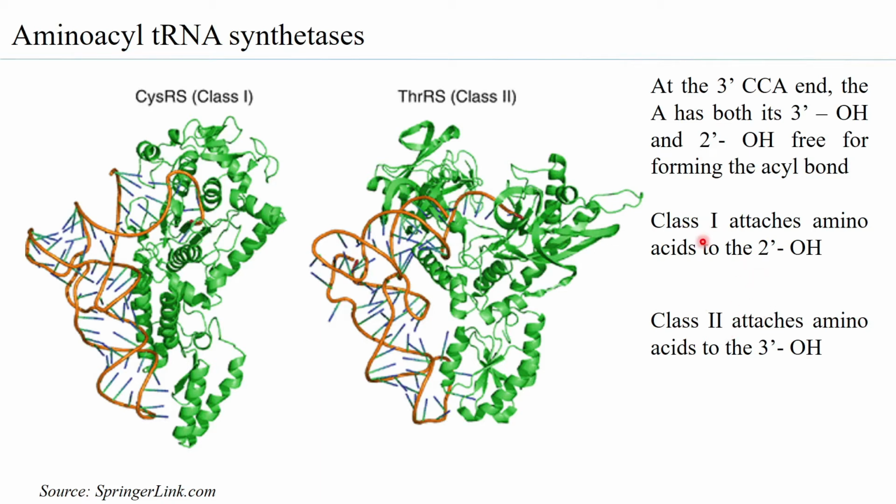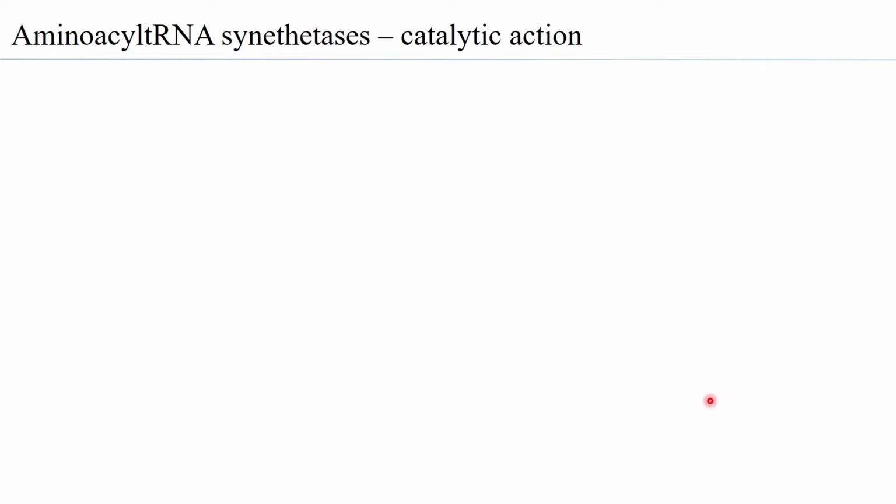So the difference between the two, of course, structurally there are certain differences very evidently observed in this picture. But what is clear definitely is that both the class 1 and the class 2 aminoacyl tRNA synthetases clearly bind to the acceptor arm as well as to the anticodon arm of the tRNA. The only difference in the two being that class 1 charges the tRNA by attaching the amino acid to the 2' OH, while class 2 attaches the amino acid to the 3' OH.